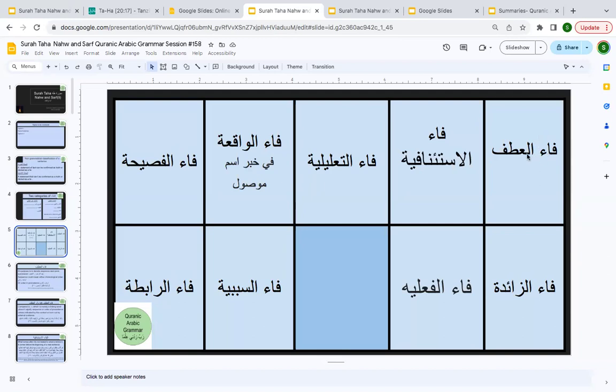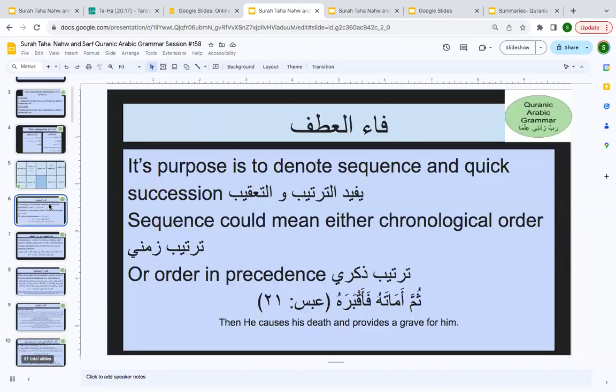So first of all is Fa'ul Ataf, Fa'ul Istinafiya, Fa'ul Ta'liliya, Fa'ul Waqiya, Fa'ul Fasiha, Fa'ul Zaida, Fa'ul Fi'liya, Fa'ul Sababiya, and Fa'ul Rabita. These last two, we have learned them, we have gone over them. Fa'ul Atf, we have also gone over briefly. Let's go over it and see how much we remember and how much we need to refresh what we already know.